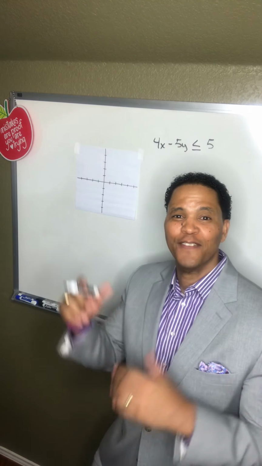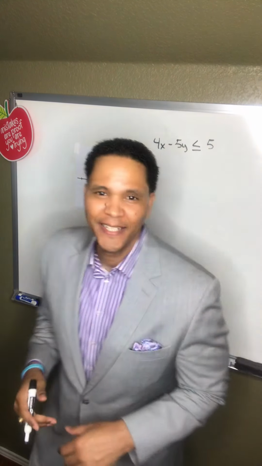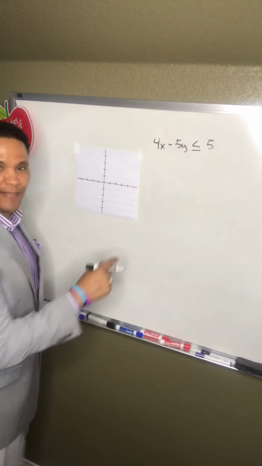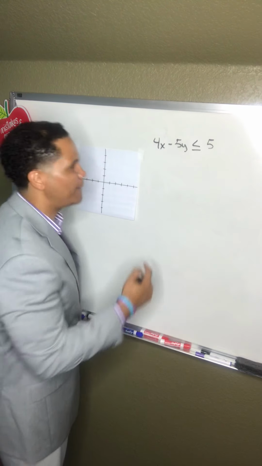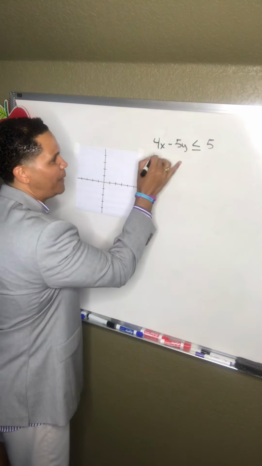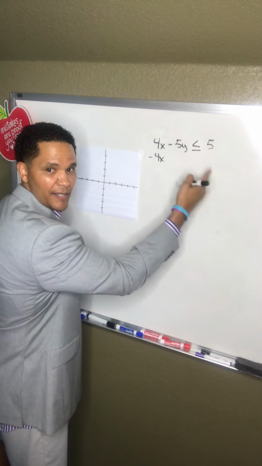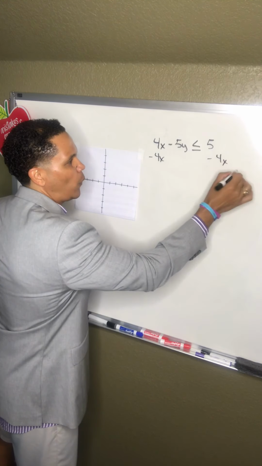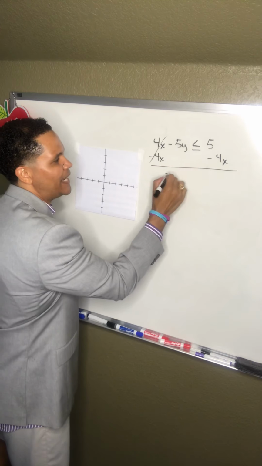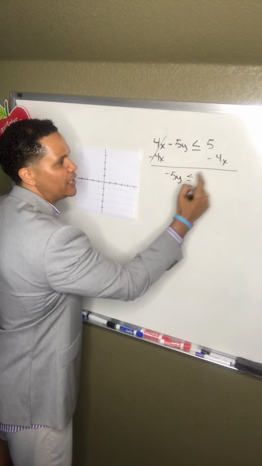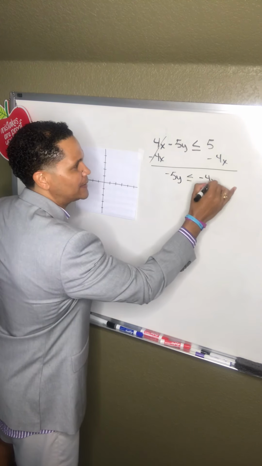Alright, today we're going to solve this inequality by graphing. You ready? Let's go. The first thing we have to do is solve for y. So let's do that. We take this 4x and we go minus 4x, and whatever we do to one side, we do to the other side. So we have negative 5y is less than or equal to negative 4x plus 5.